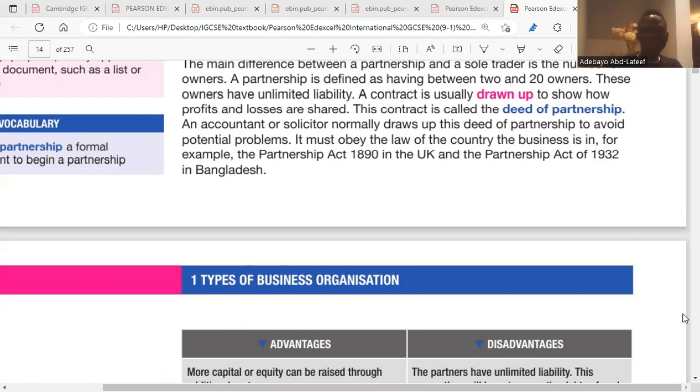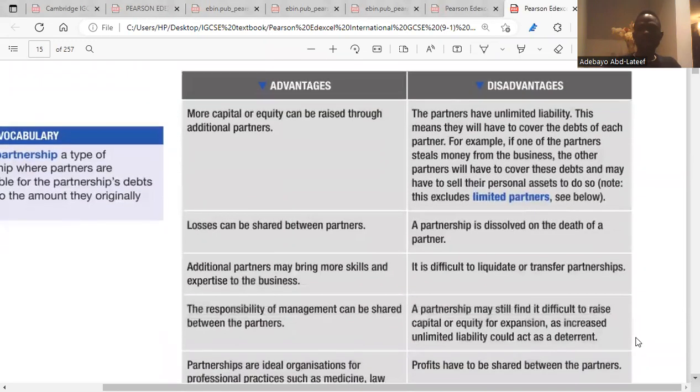Okay, so let's go straight to the advantages of partnerships. The first one: more capital or equity can be raised through additional partners. So the first advantage of having a partner is that a partner will come with additional capital. As a sole trader, the financial capability is what you have, what you have in your pocket, in cash, in bank, is all you can use in operating the business.